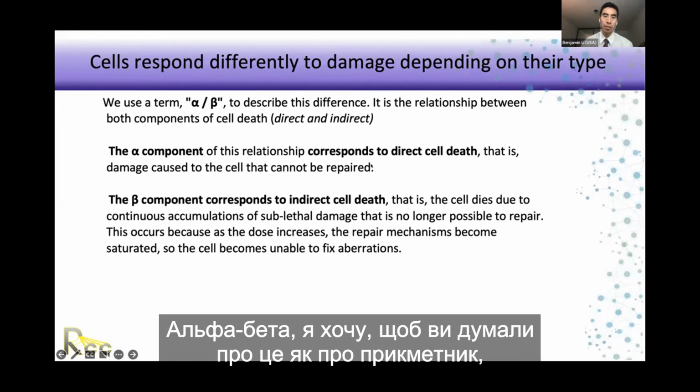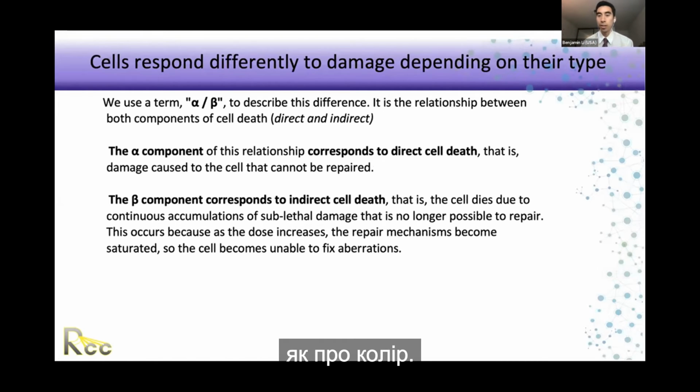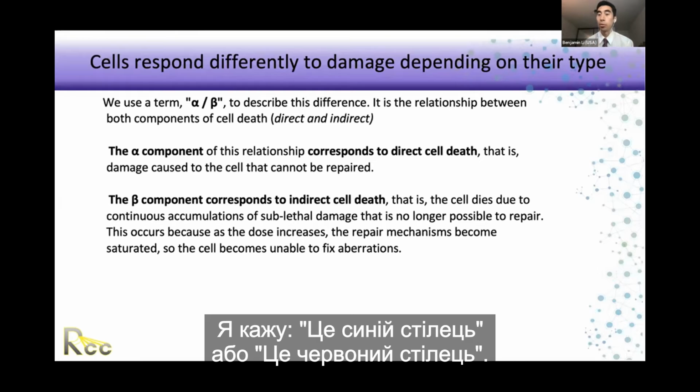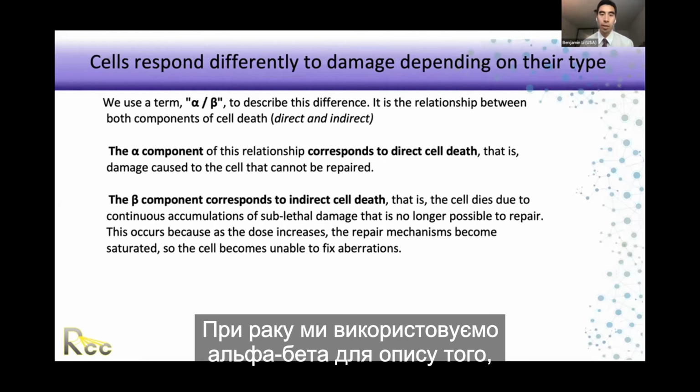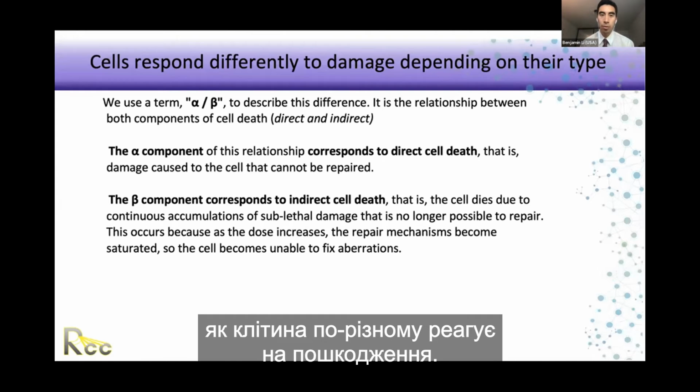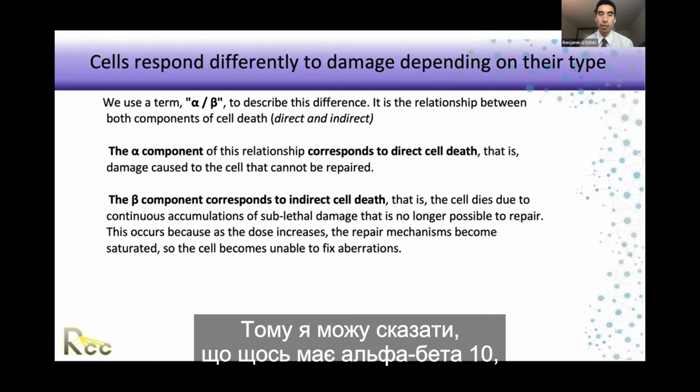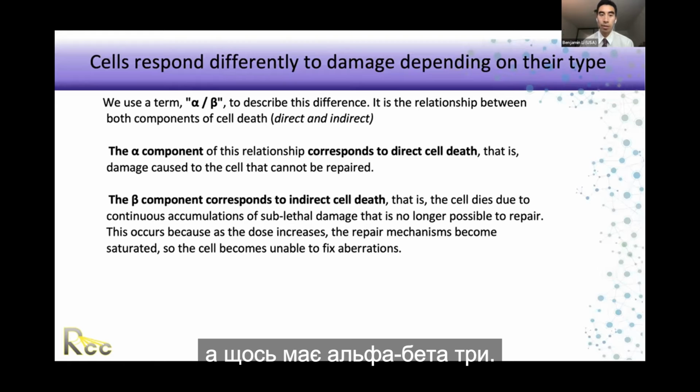Alpha beta, I want you to think of it as an adjective, like a color. So I say, oh, that's a blue chair, or that's a red chair. In cancer, we use alpha beta to describe how a cell responds differently to damage. So I could say something has an alpha beta of 10, or something has an alpha beta of 3.